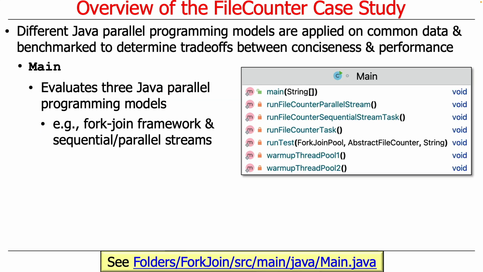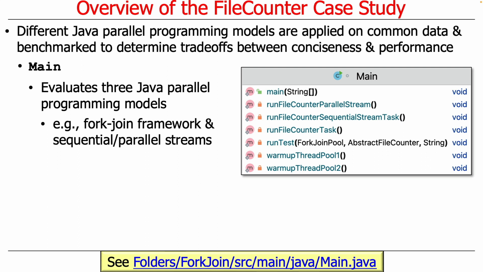So let's take a look at the main program. This is the main class. This is the one that's the entry point into everything else. What it does is show off the fork join framework as well as sequential and parallel streams. And we're going to use sequential streams in conjunction with the fork join framework for one of the models to evaluate, which, by the way, is what you'll be doing for programming assignment number 2.